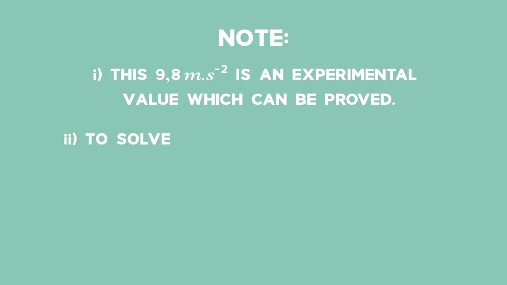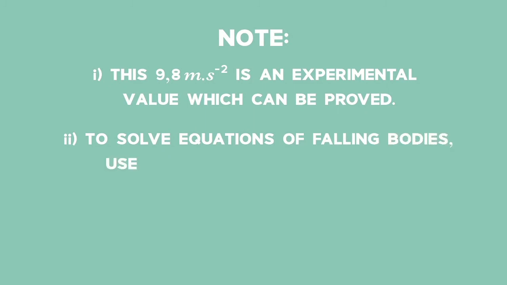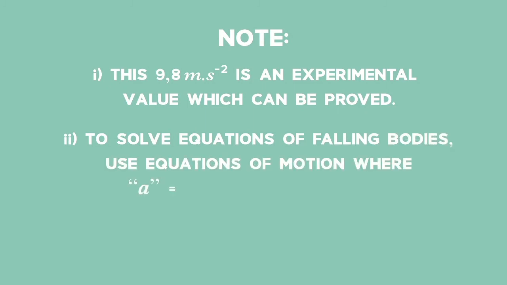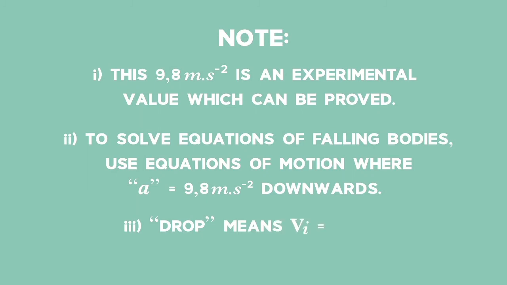2. To solve equations of falling bodies, use the equations of motion when 9,8 meters per second squared is downwards. 3. Drop means VI, initial velocity, equal to 0 meters per second, starting from rest.